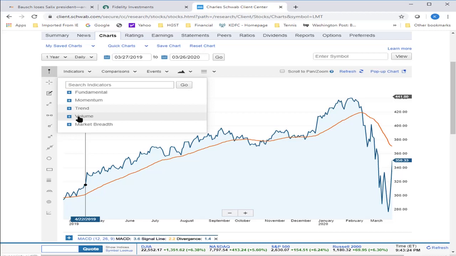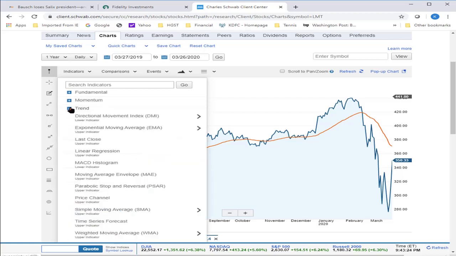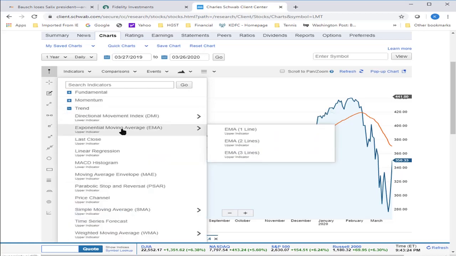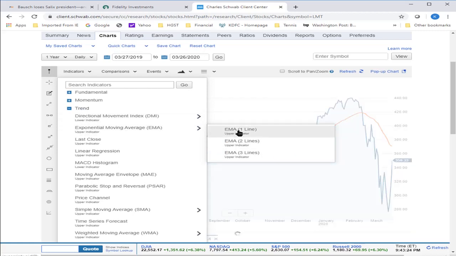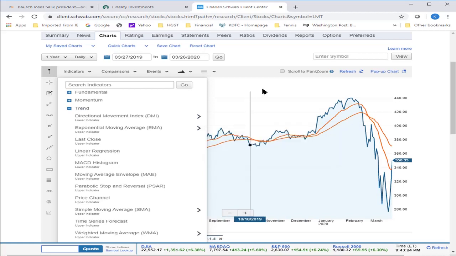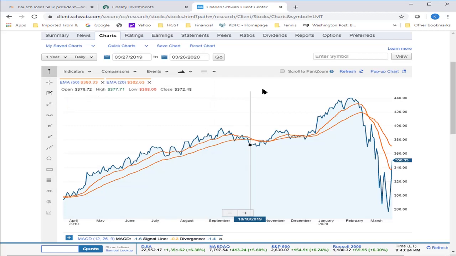Volume, there may be cases where you might use the volume also, but let's go ahead and take a look at the trend again. So we'll add another exponential moving average. We have one already. We'll add another one. And what we're going to do is do a comparison of these two exponential moving averages to determine buy and sell signals. So you can see it added a 20-day moving average.